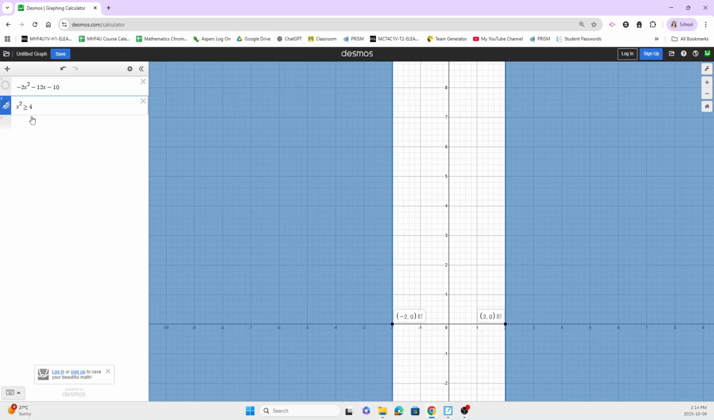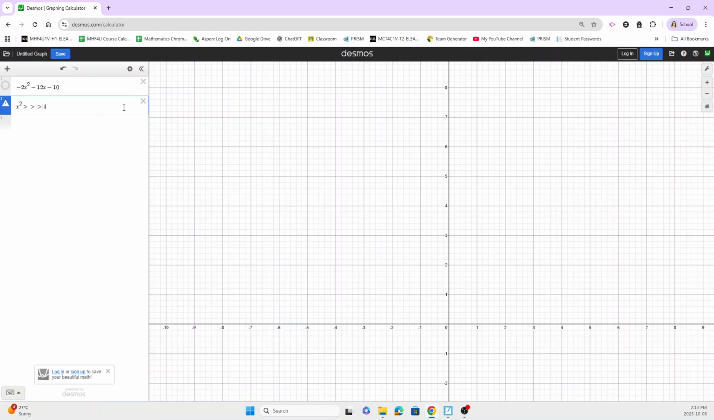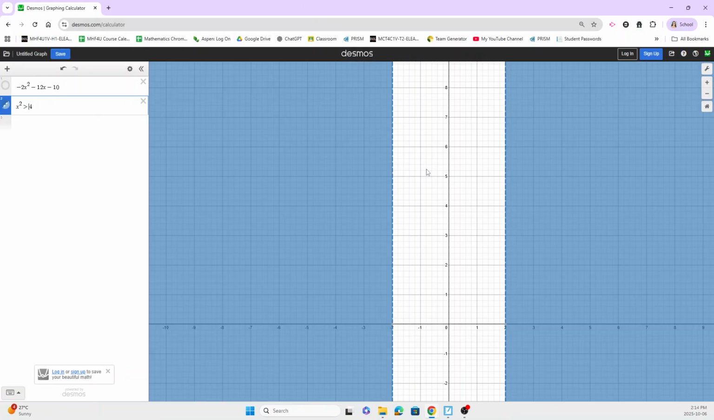Now, if I change this sign, notice how these lines are solid. That means it is inclusive of negative 2 and positive 2. Those values also will make it, because it's not asking just when is it greater than 4, it's asking greater than or equal to. And at exactly negative 2 and positive 2, it's equal to 4. If we change this and say just when is it greater than 4, notice how these lines are dotted, and that means not inclusive of this point.